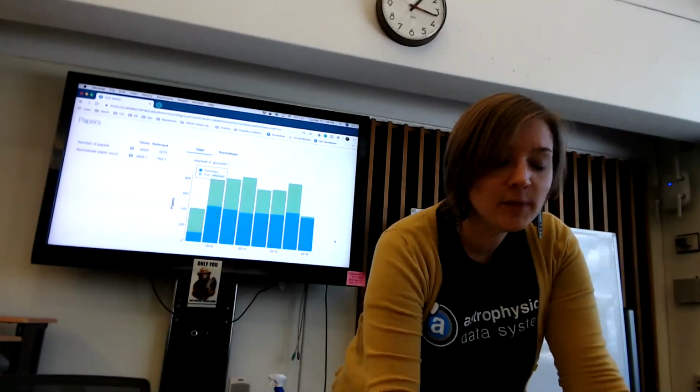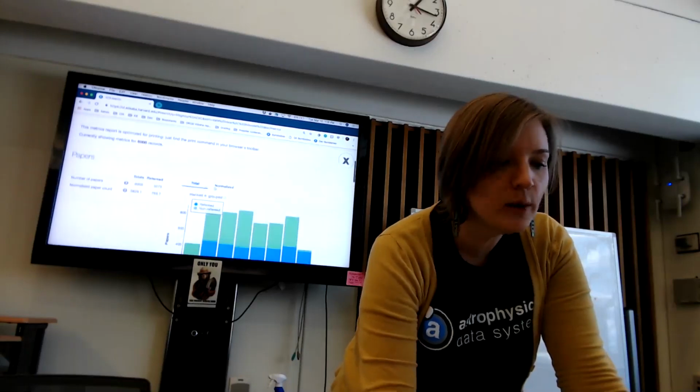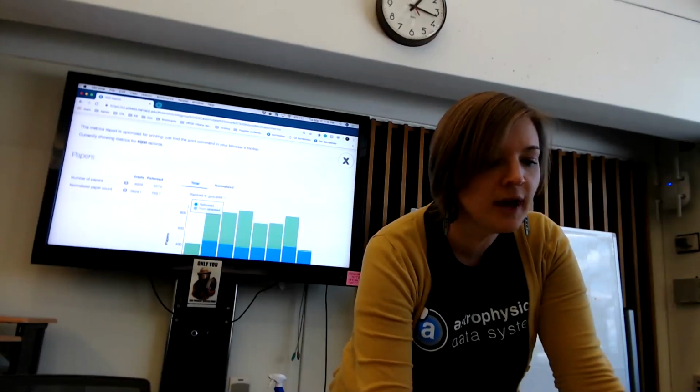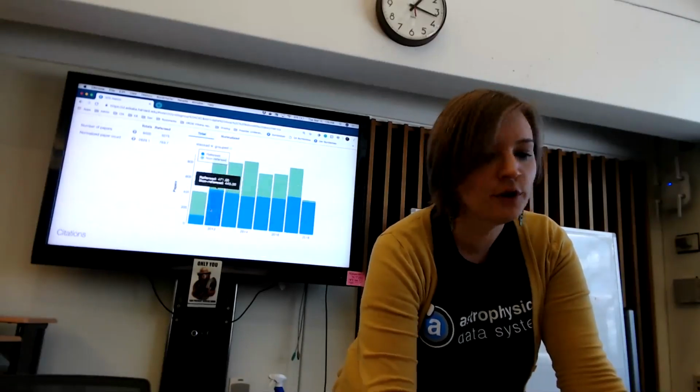So we have a nice histogram of the number of papers as a function of year. Oh, and I will note that we are showing metrics just for the first 6,000 records, which makes sense why this only goes back so far.